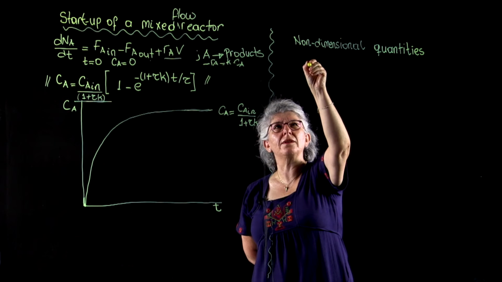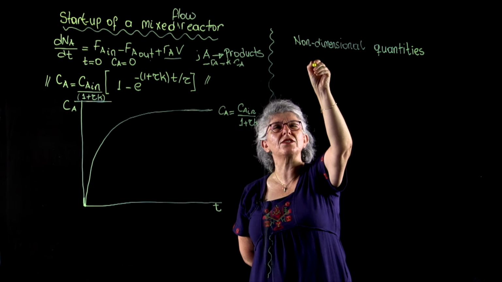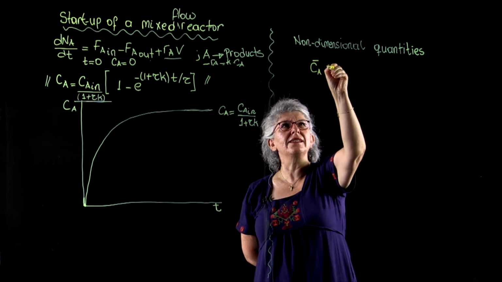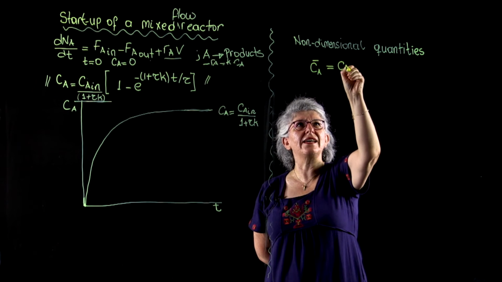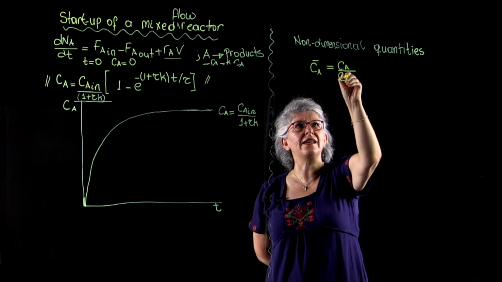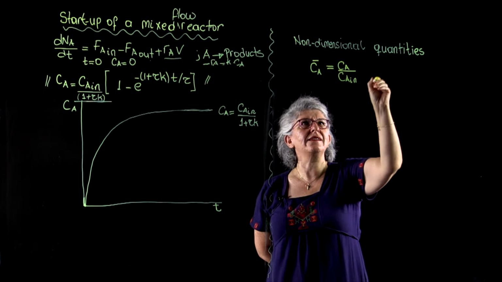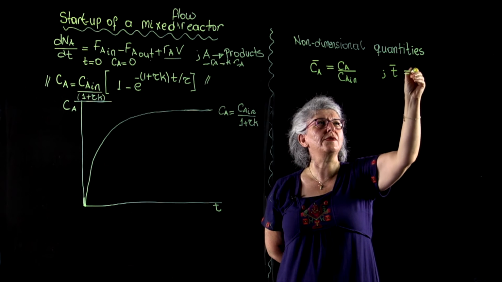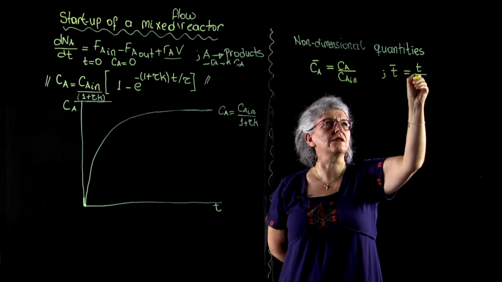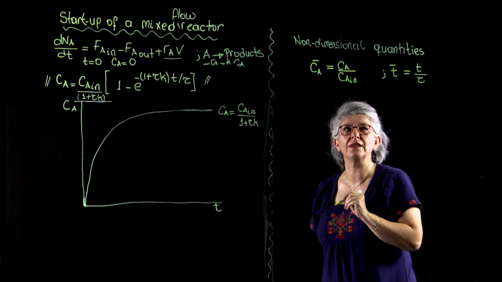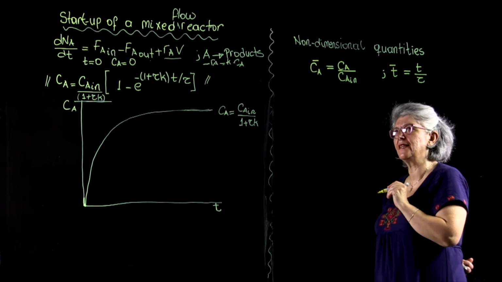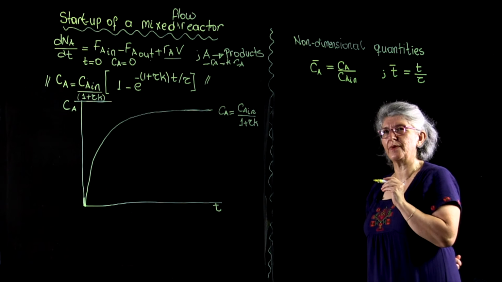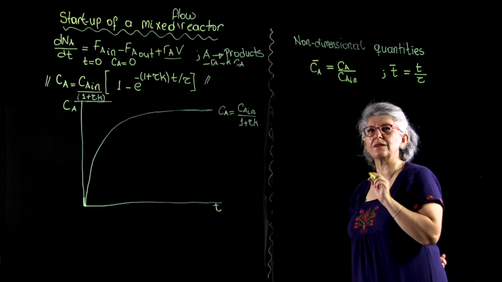Okay, one of them is a non-dimensional concentration. I will call that Ca bar. That is going to be Ca divided by Ca in. All right, and the other one is T bar. It is going to be T over tau. Okay, so I non-dimensionalized the dependent and independent variables with respect to our reactor conditions.